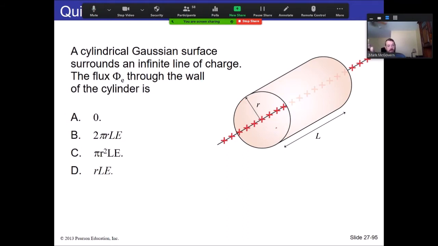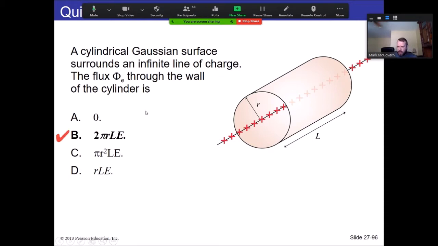Now, what is the electric flux through the wall of the cylinder? Let me know what you think about that one. B. Excellent. B. And why is it B?